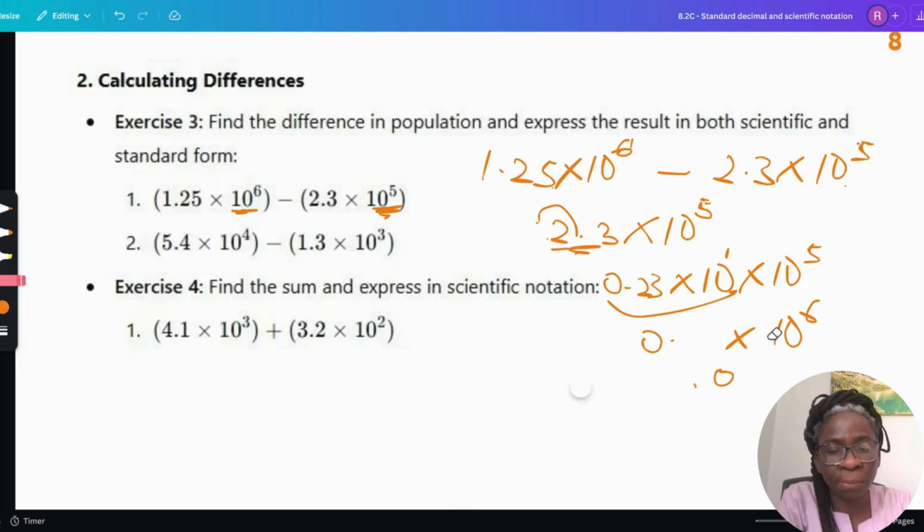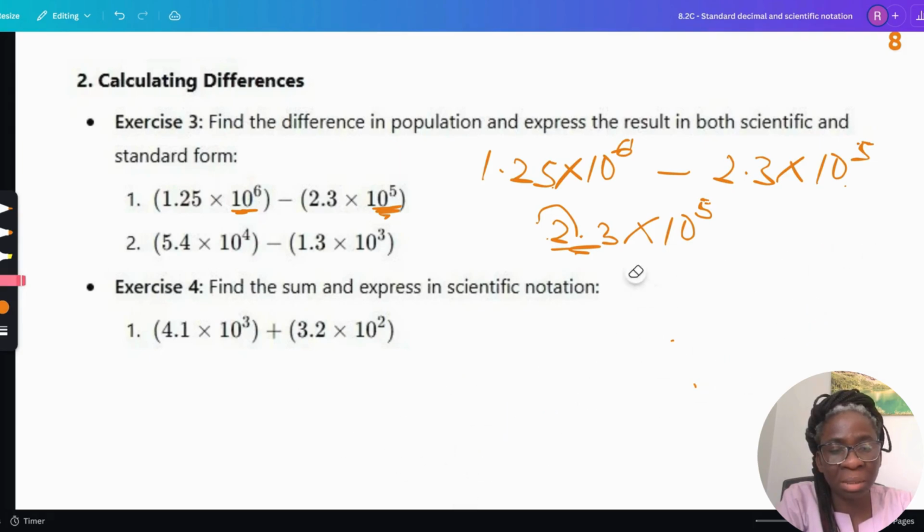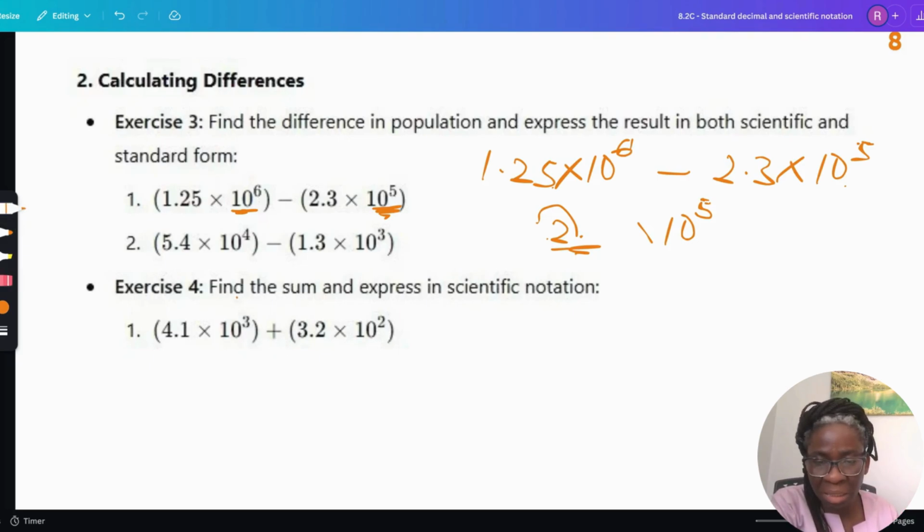Let me explain one more, the last one. So let's use this one. This one says 4.1 times 10 power 3, and then 3.2 times 10 power 2. We will choose the biggest power, that is 3. So we have to express this one and make it 3. So 3.2 is the same thing as 0.32 times 10, since we need one more to make this one 3.